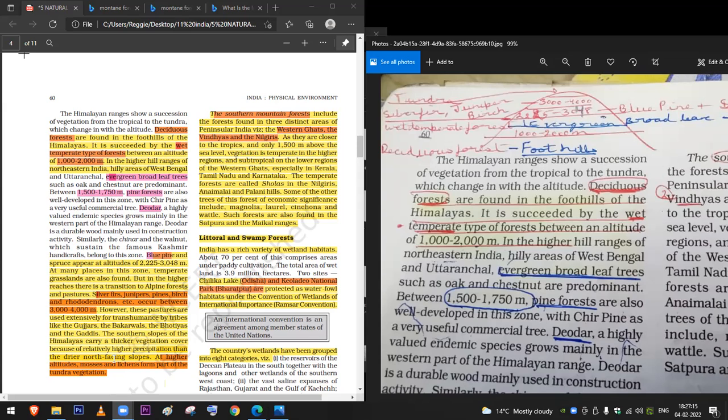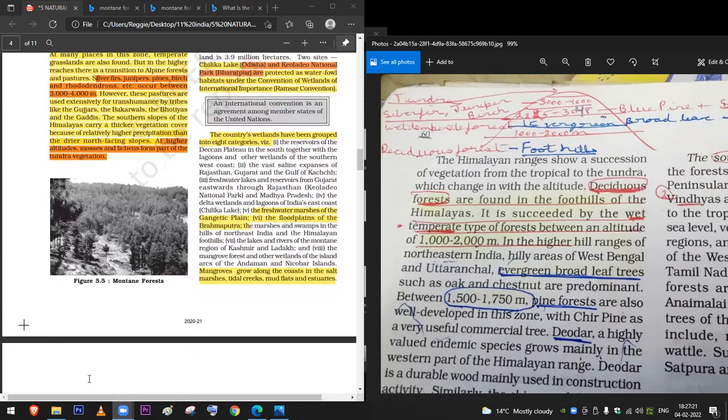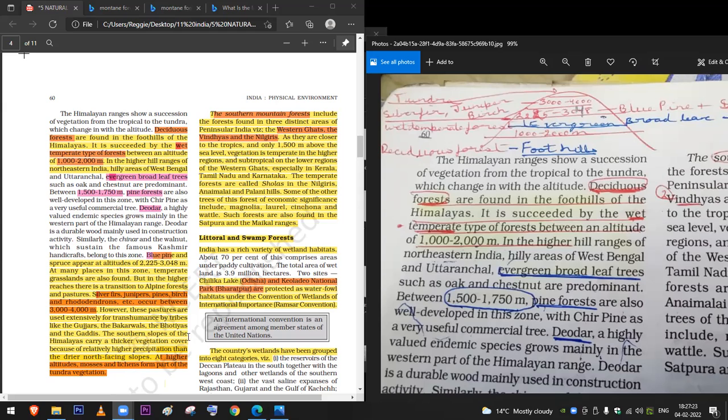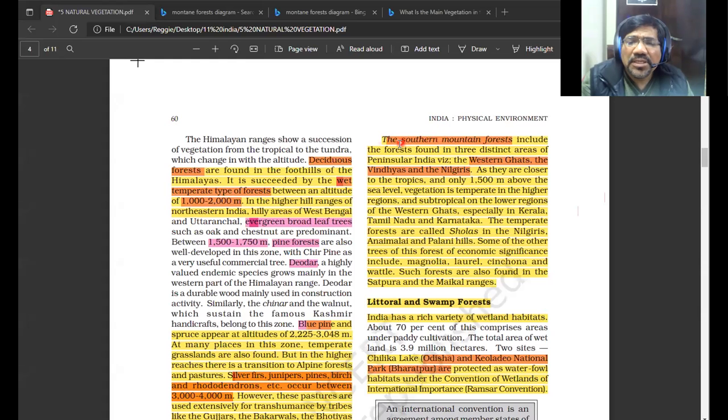So with this, we move on to the next topic, which is the southern mountain. In the southern mountain, what do we find? That there are three distinct areas: the Western Ghats, the Vindhyas, and the Nilgiris. These are the three physical features that exist in this particular area, and the same are being shown here.